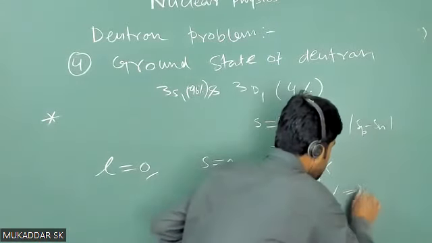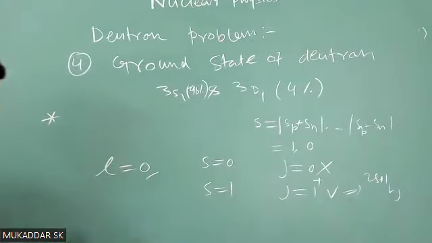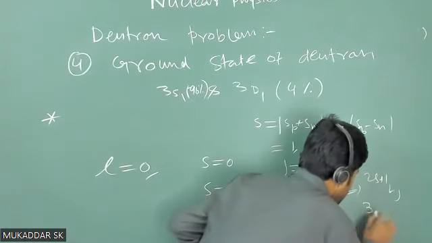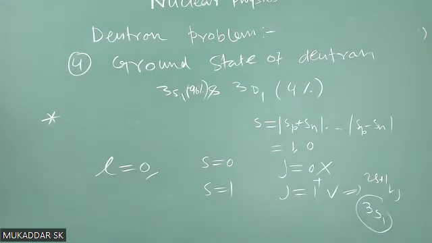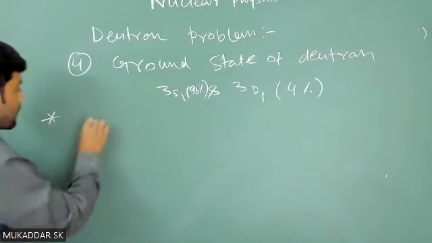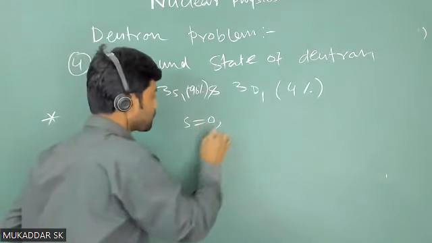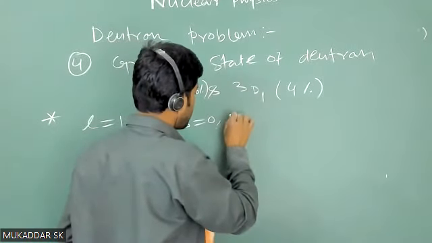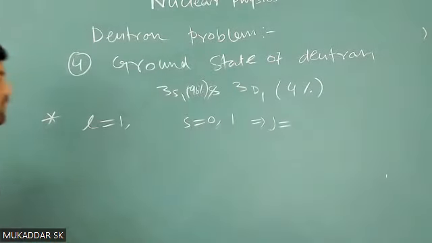Now in atomic physics, how do you write the term? You have 2S+1 L_J. For this combination, 2S+1 will be 3. L is 0 and J is 1, so that is the possible term 3S1. So one combination is possible. Next, L equals 1 is the next possible value of L. Again, if you take S equals 0 and S equals 1, what states will that provide?